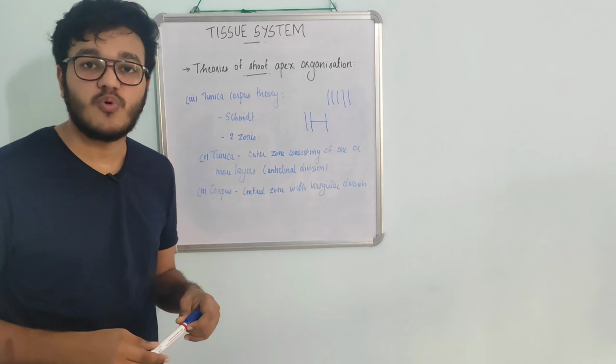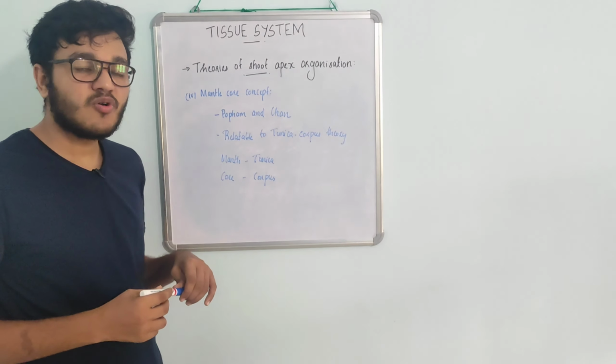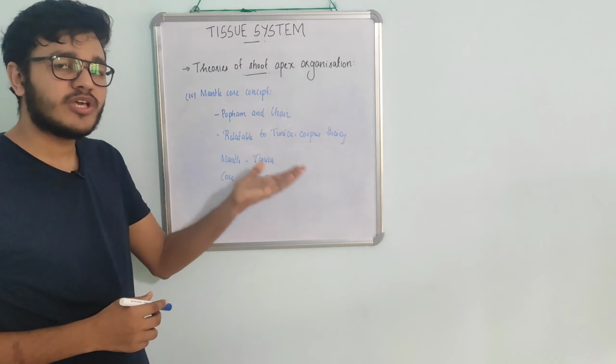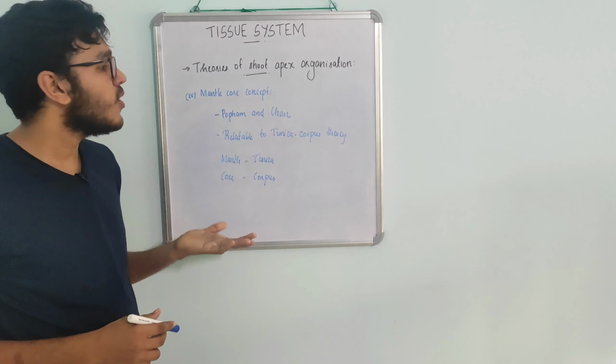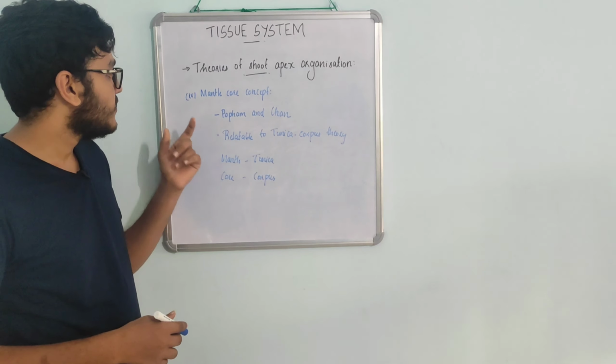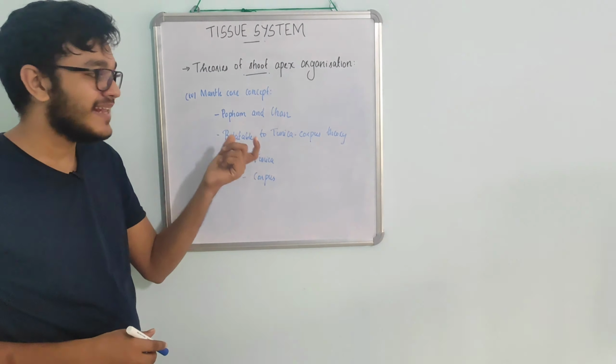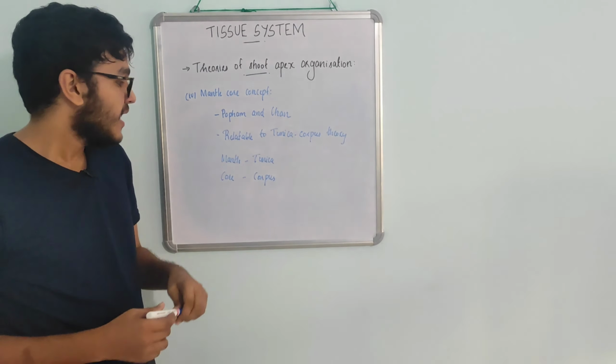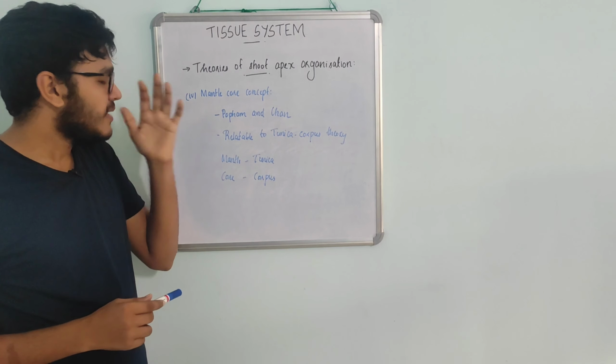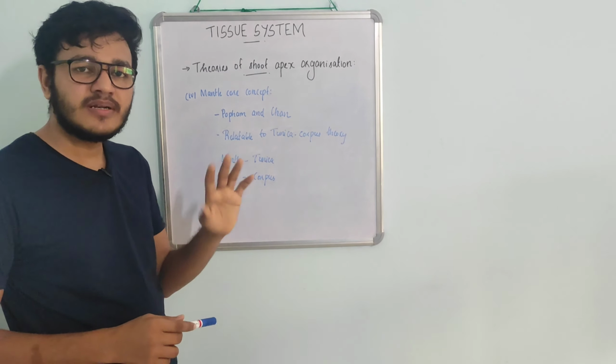Now let's focus on the next one. The mantle core concept is actually relatable to the tunica corpus theory, but the name is different because it was proposed by different scientists, Buvat and Chan. In this one, it's similar to the tunica corpus, only the name is different.